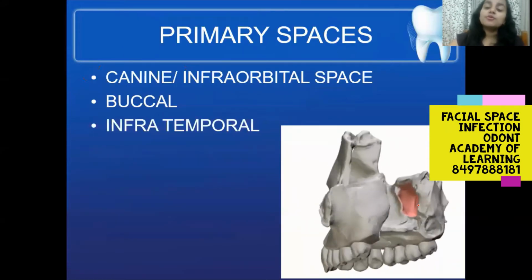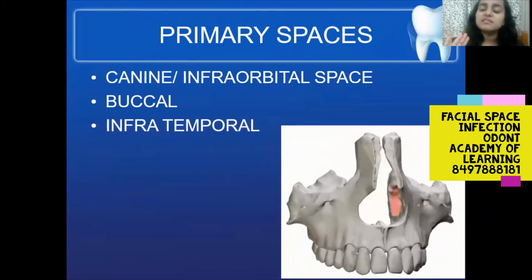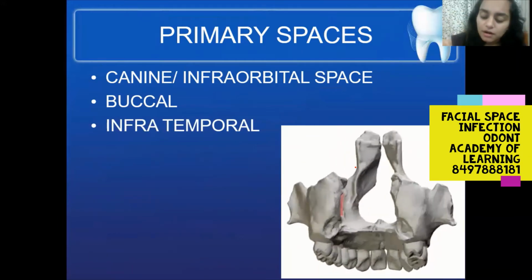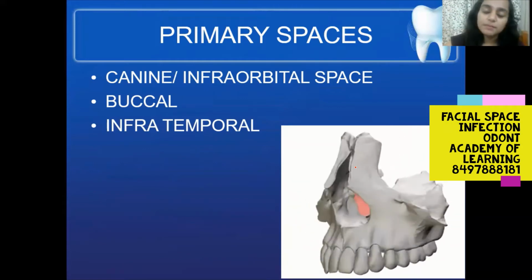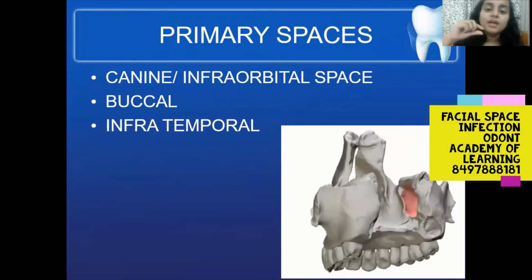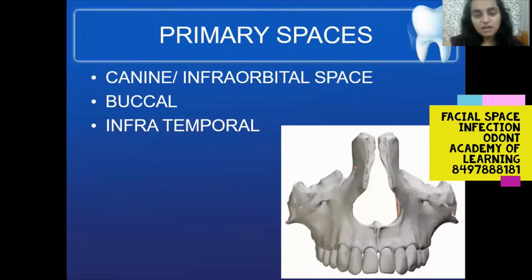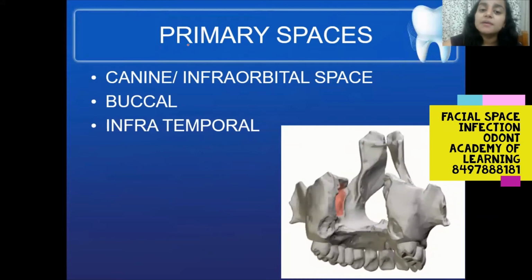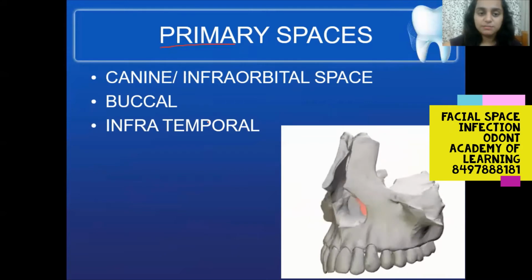Now, when we talk about primary spaces, what is the meaning of primary space? It is nothing but the source of infection, that is obviously the tooth or the periapical region. The first area where it infects after the tooth is known as the primary space. So in maxilla, we have three primary spaces.